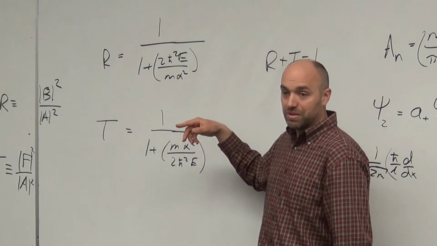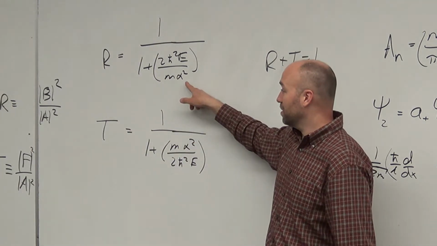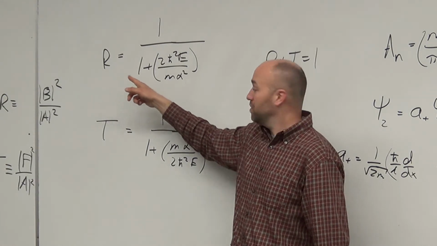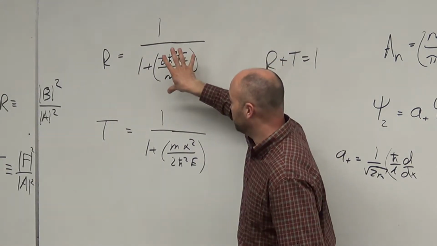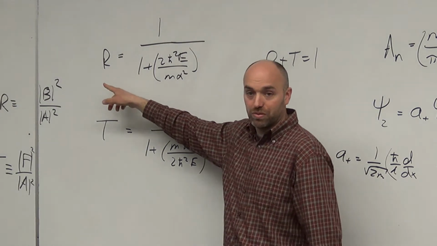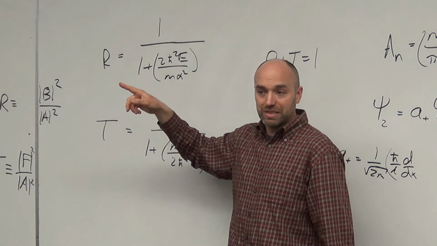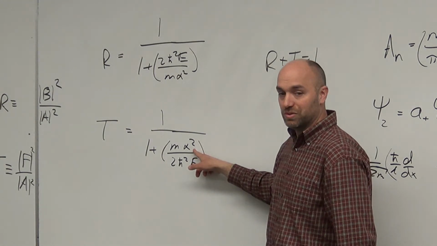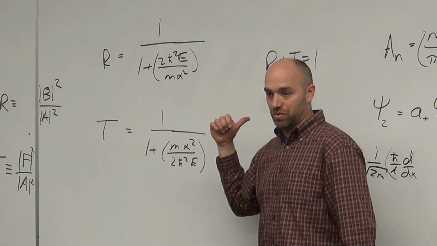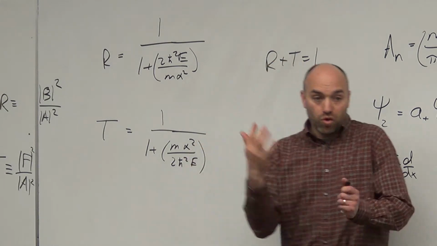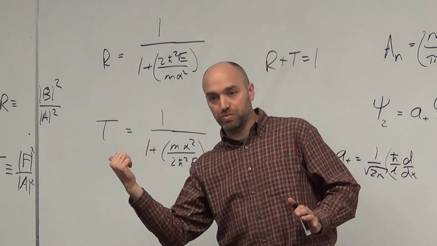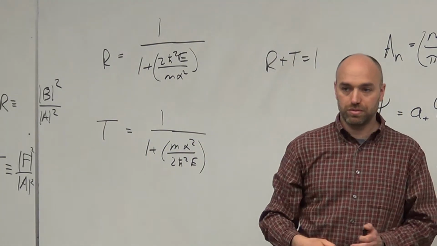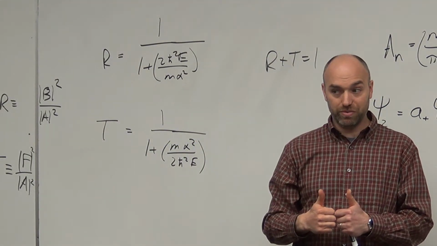What if we did the opposite? What if we made alpha weak? What happens to the reflection? It becomes zero. So if we make alpha weak, this blows up to infinity, which makes reflection zero. And what happens to the transmission if we make alpha weak? Everything goes through. Okay, so the stronger your well, the more stuff bounces back. The weaker your well, the more stuff goes through. Does this kind of make sense to everybody?